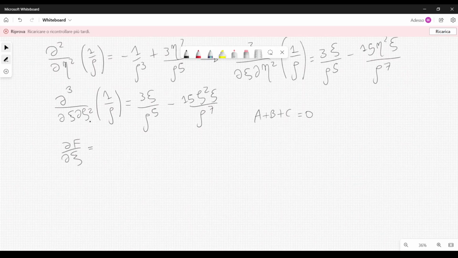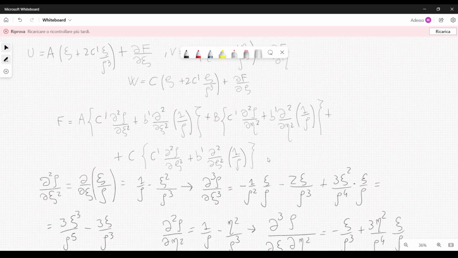So let's substitute the derivatives that we have calculated. We have a times c prime times, here we have 3 xi cubed over rho to the 5th power minus xi over rho cubed minus 2 xi over rho cubed. I have simply substituted one of the derivatives, because if you check the expression for f here, you can see that in this first term we have this term here, but we also have to take the derivative of this term with respect to xi again, because we have df over dxi.